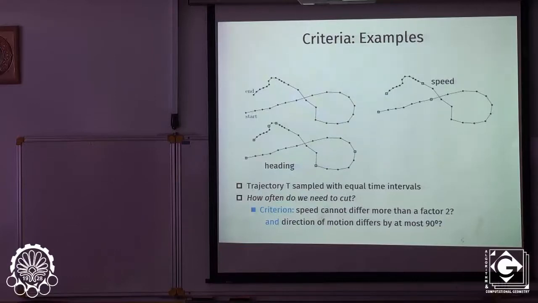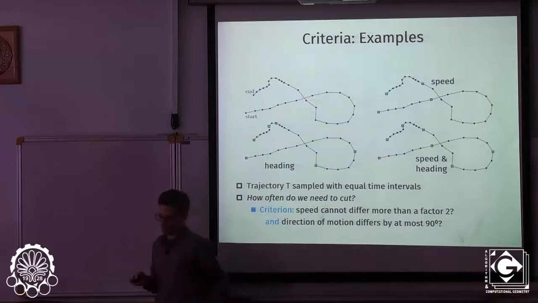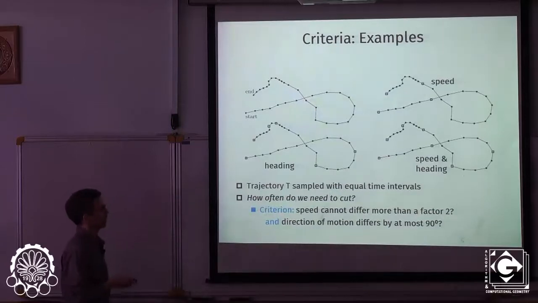But we can also make more complicated criteria. We can also combine these criteria. So for instance, here I could now ask, maybe on every segment I want to have my speed constraint, but also a heading constraint. And in this case, I would get a segmentation like this. Those are valid segmentations, in this case also minimal segmentations.